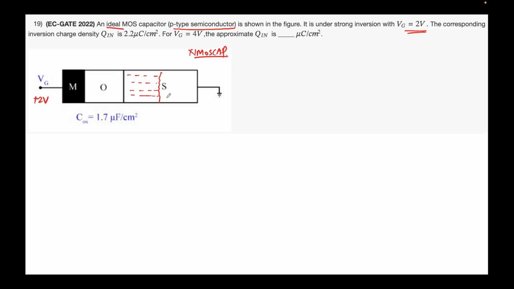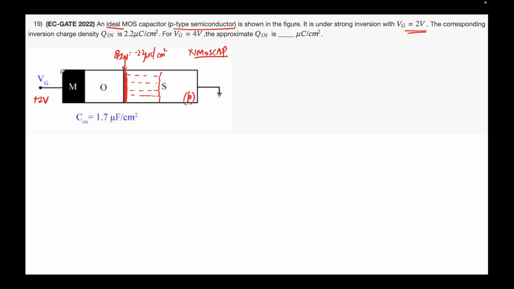Okay, and it has an inversion charge. So this is given Q in as 2.2. Mind you, this will be negative. This inversion charge will be of electrons. This is a p-type semiconductor, so inversion will be of electrons. So this will be minus 2.2 microcoulomb per centimeter square.